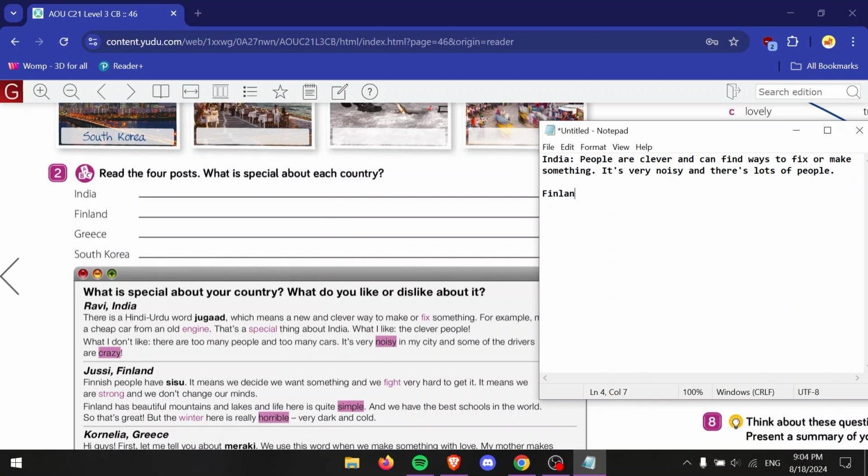Let's move to Finland. For Finland, we could say something like people are strong and resilient. There are beautiful mountains and lakes. Life is simple. But on the other side of that coin, it's also horrible in winter. So we could say winter is horrible because it gets dark and cold. Okay, so that was Finland. Again, these are all things that are special about each specific country.